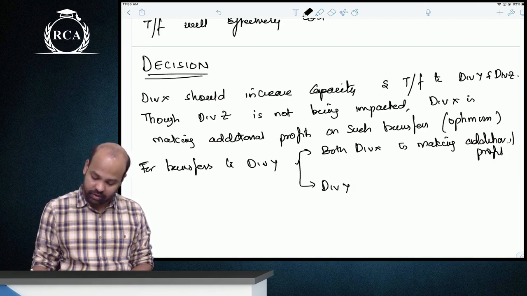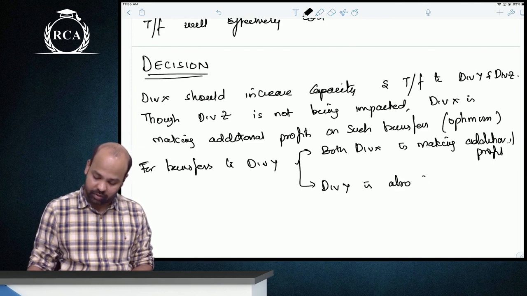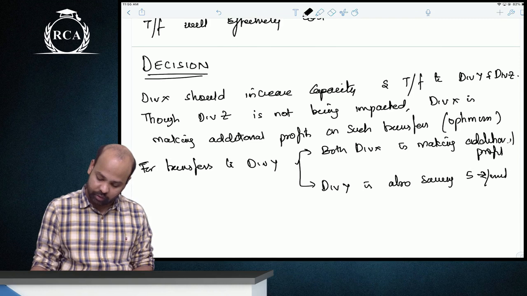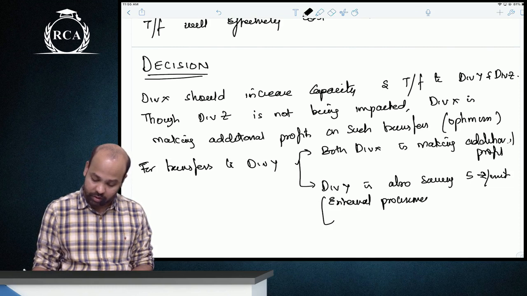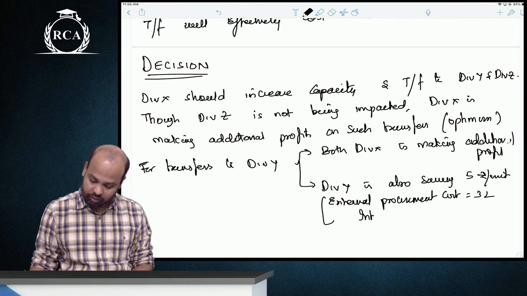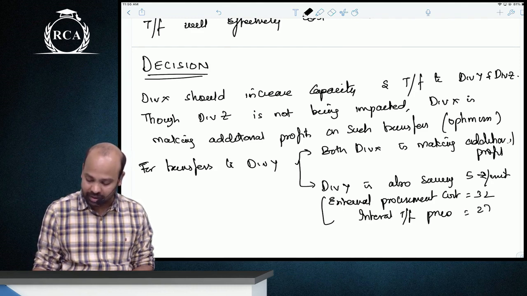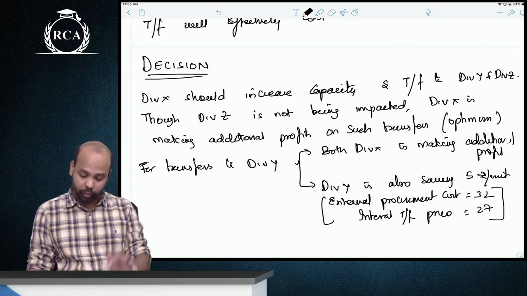And division Y is also saving 5 rupees per unit. How 5 rupees per unit? Their external procurement cost, beta, is 32 rupees, whereas their internal transfer price is only 27 rupees. So this is the most optimum decision from the viewpoint of the company, from the viewpoint of decisions.